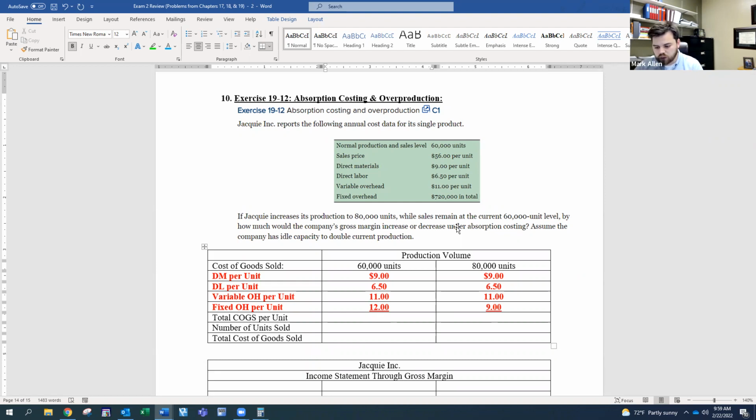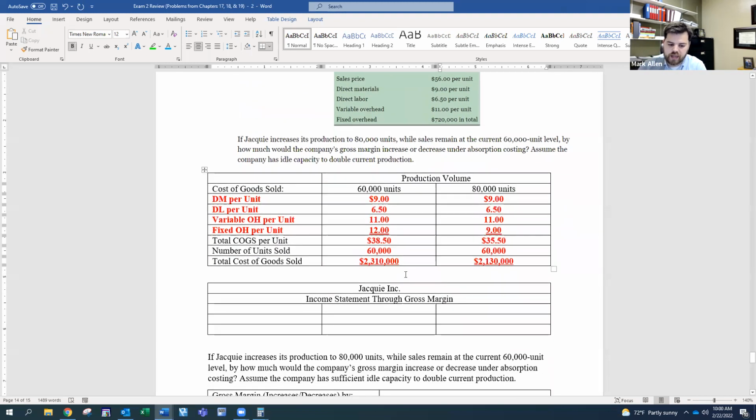Now, at this point, this will come out to $38.50 in cost of goods sold at this level, and $35.50 at the higher production level. If we still sell 60,000 units in both cases, then we end up with $2,310,000 in cost of goods sold at 60,000 units, and $2,130,000 with the 80,000 units. Now, they almost look like the same number, but they're not. There is actually a difference here.